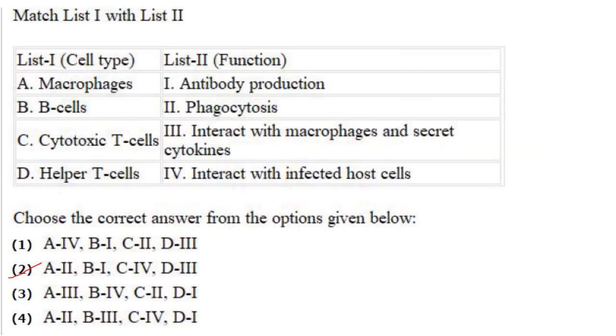Then next one, cell type and their function. So macrophages are involved in phagocytosis, A2. B cells are involved in antibody production, B1. So A2, B1 means option 2 will be the answer. We will see C and D also. Cytotoxic T cells interact with infected host cells, and helper T cells interact with macrophages and secrete cytokines. So the answer is option 2, A2, B1, C4 and D3.